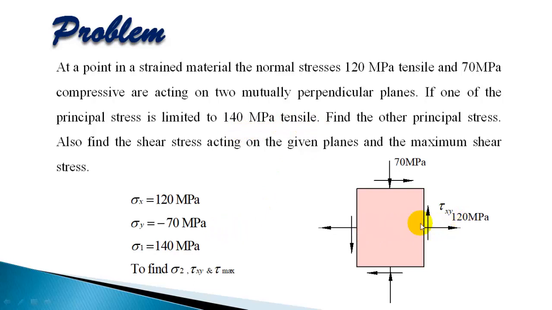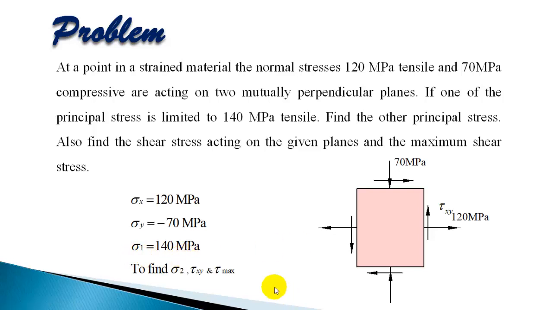We have taken sigma x as 120 megapascal, sigma y is then minus 70 megapascal, and one of the principal stress is given as 140 megapascal and it's tensile, so plus 140 megapascal, and you have to find out sigma 2, that is the other principal stress, and shear stress associated with these planes, tau xy, and maximum shear stress. One of the principal stress is given, let us take it as sigma 1.